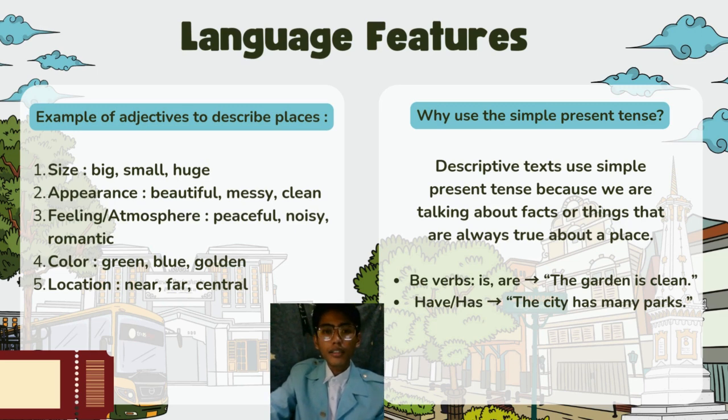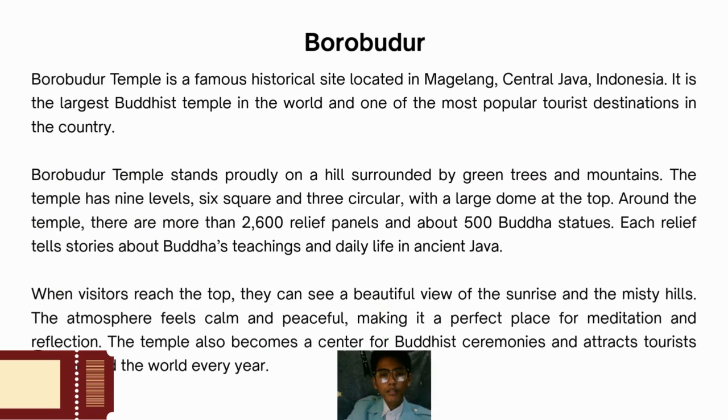And the second is the use of simple present tense. So why are we using simple present tense? Because descriptive text is talking about facts or things that are always true about the place. So when you are describing a certain place, you don't have to talk about the history of the place. You just mention what it is as of today.